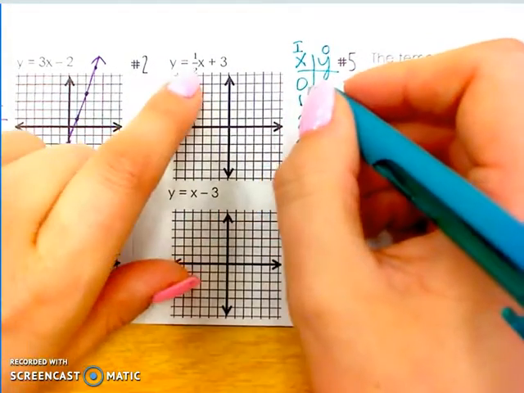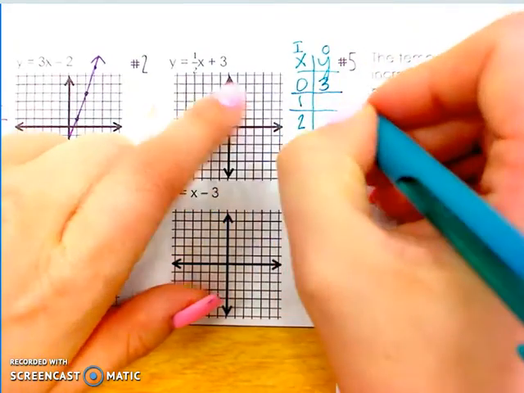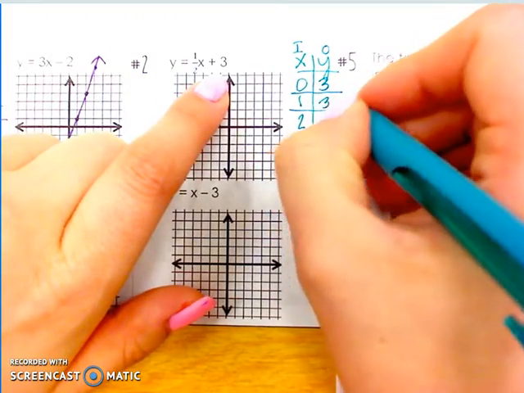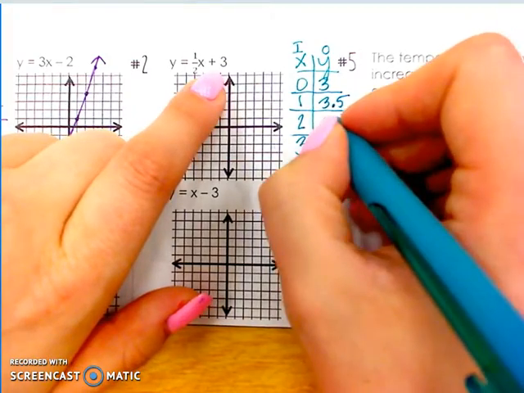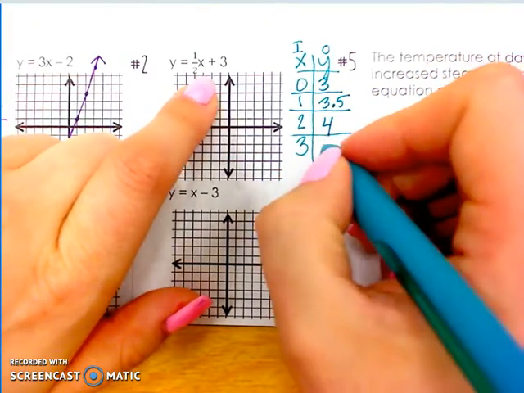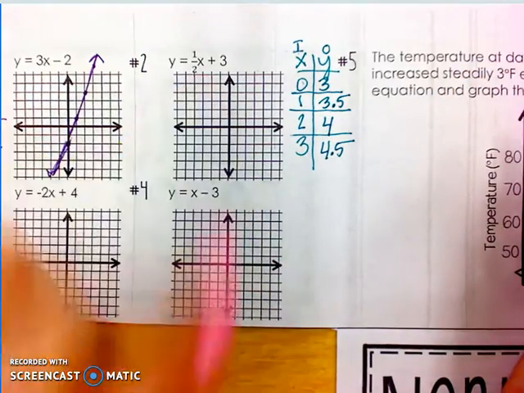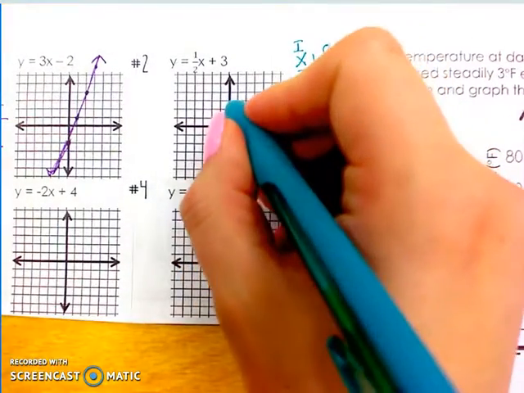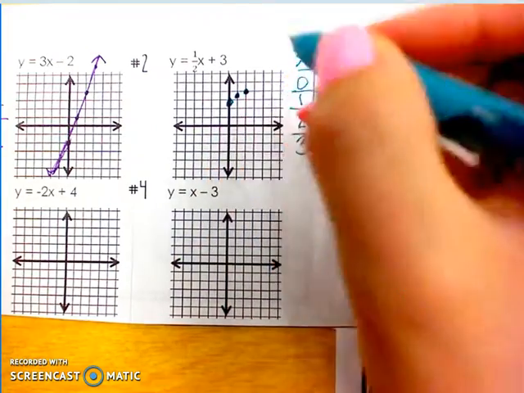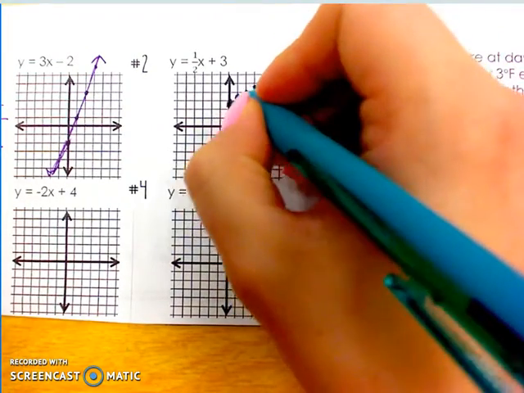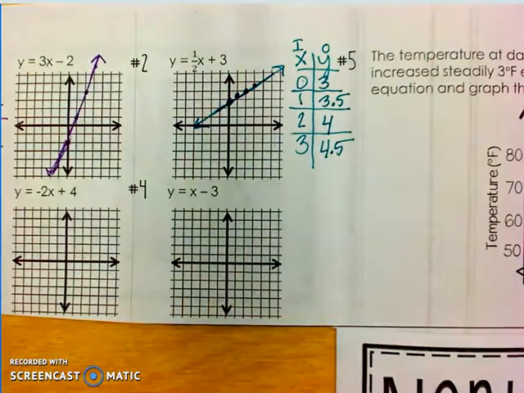So plugging in 0, 1/2 times 0 plus 3 is 3. I plug in 1 times 1/2 plus 3 is 3.5. I plug in 2 times 1/2 plus 3, I get 4. And 3 times 1/2 plus 3, I get 4.5. And then you can plot those points. Good. And it is linear.